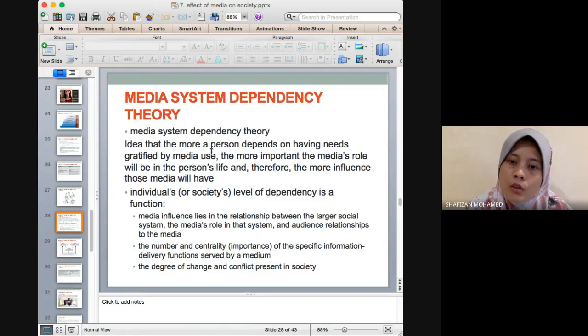So to know how a person depends on a particular media depends on how much they use the media. And it also depends on the person's society, the society's level of dependency. For example, media influence lies in the relationship between the larger social system, the media's role in that system, and the audience relationship to the media. Now, for example, a mother.